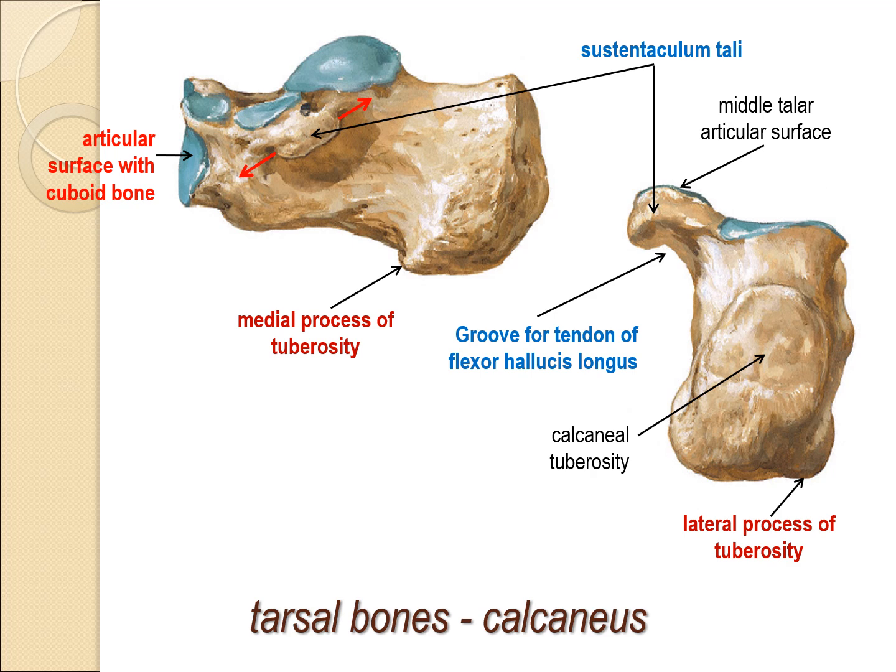At the inferior surface is located calcaneal tuberosity. At the anterior surface is located articular surface. This articular surface articulates with cuboid bone.